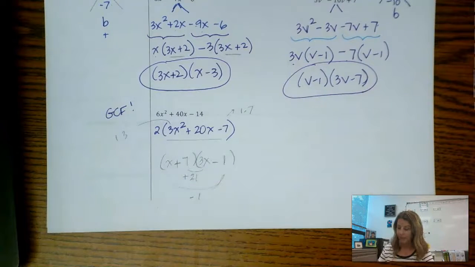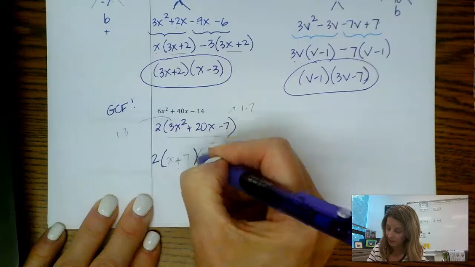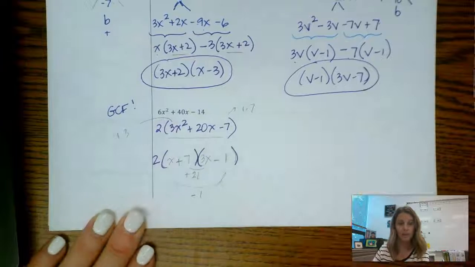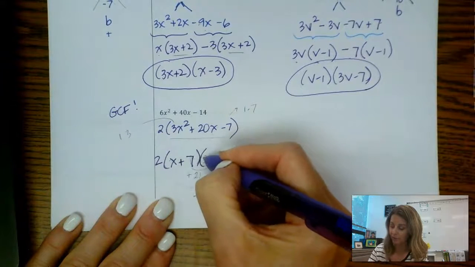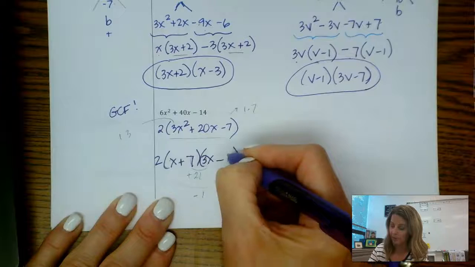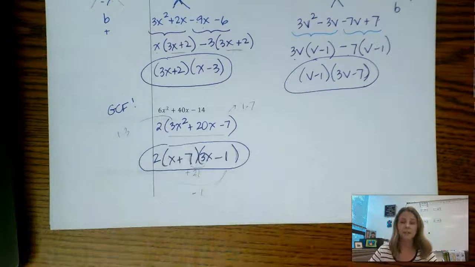Okay, let me clean this up just a little bit. I'm going to bring back in, this 2 needs to be in front. Okay, I'll just copy over this so it shows up a little bit better. And then here is your final factored answer.